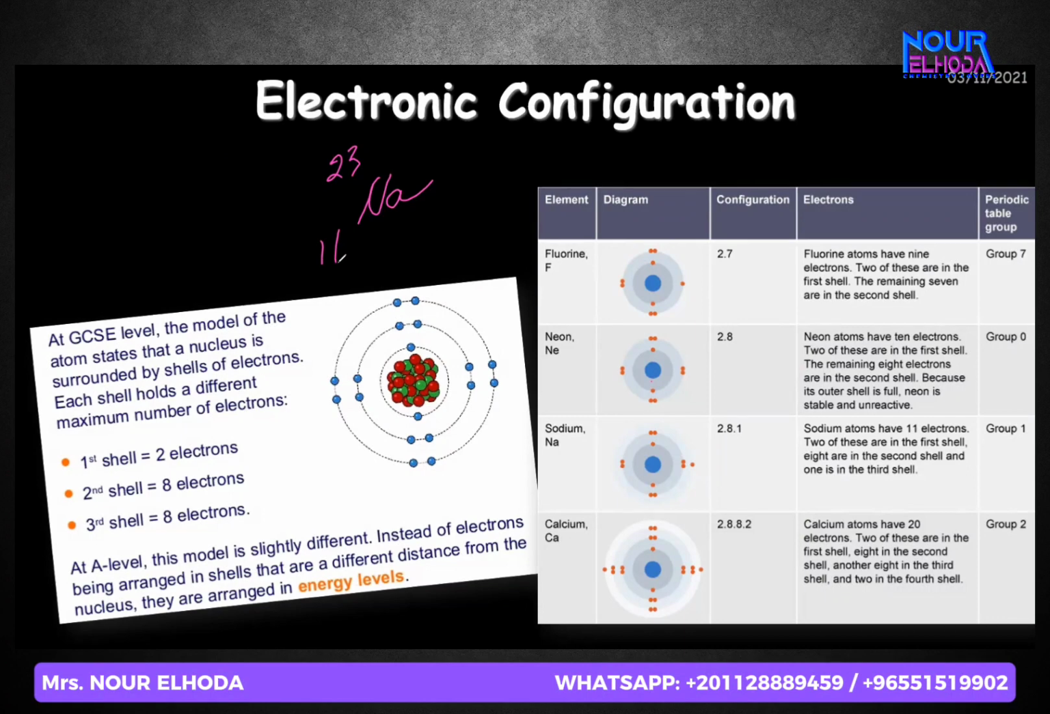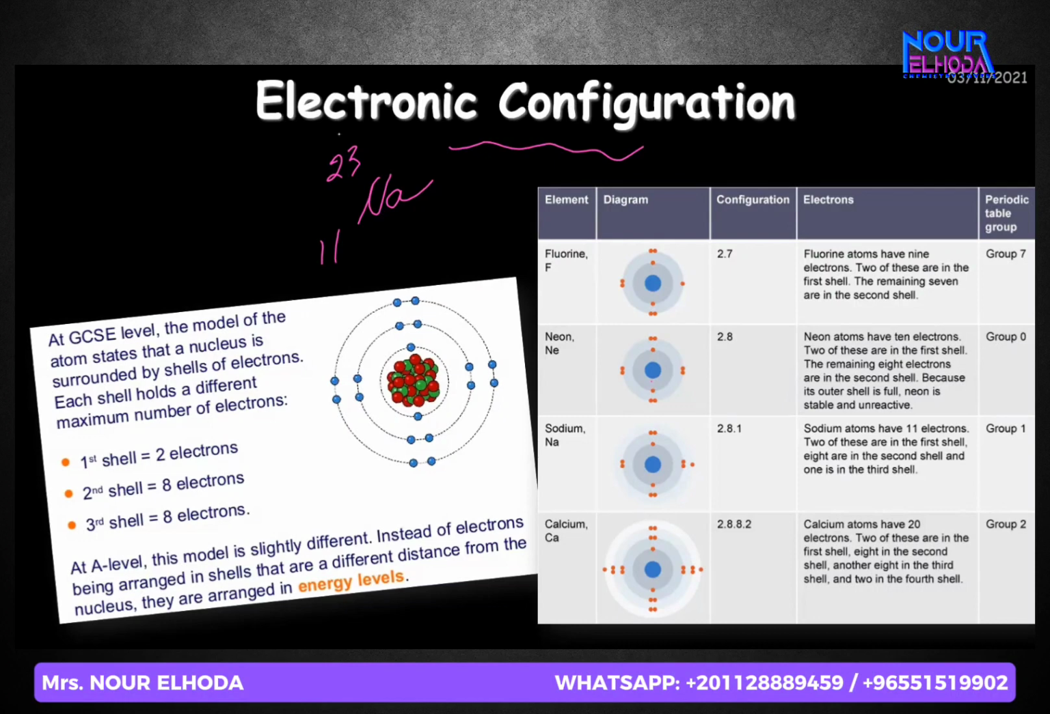Okay, this is the point. I need to know how the electrons are distributed. What do we call this? We call it electronic distribution or electronic configuration. What do I mean by electronic configuration or electronic distribution? How the electrons are distributed inside my atoms.